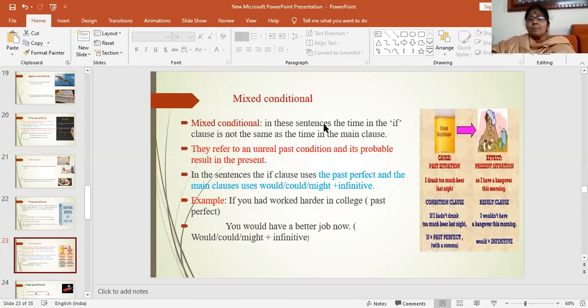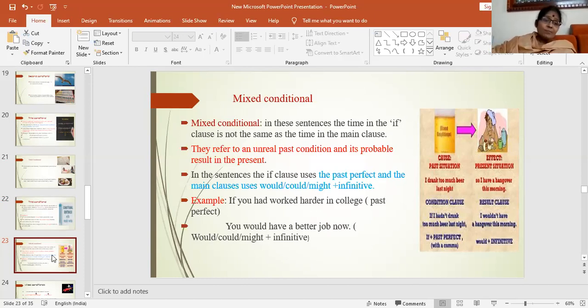Now, this having a better job now is not possible because of the unreal past, which has not happened in the past, right? So if you had worked harder in the college is past perfect, you would have a better job now is would, could, or might plus infinitive. So what are mixed conditionals? In this, one clause will be in the past time and one clause will be in the present, right? The time in the if clause is not the same as the time in the main clause. They refer to an unreal past condition and its probable result in the present, right? So if you had worked harder in the college, you would have a better job now, right?